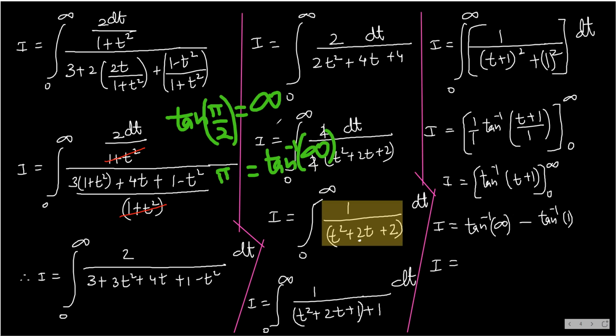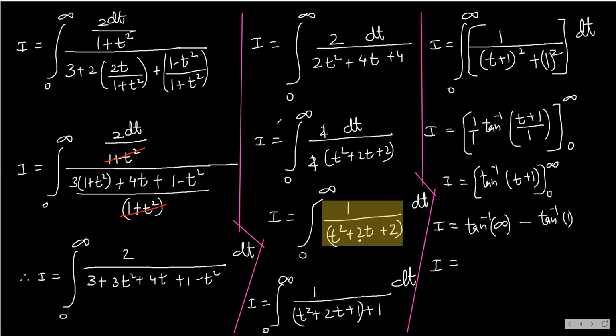Okay. So for tan inverse of infinity, what I will write? I will write pi by 2. So I get here pi by 2 minus pi by 4, and the answer is pi by 4. This is the final answer. Go through the whole process once again.